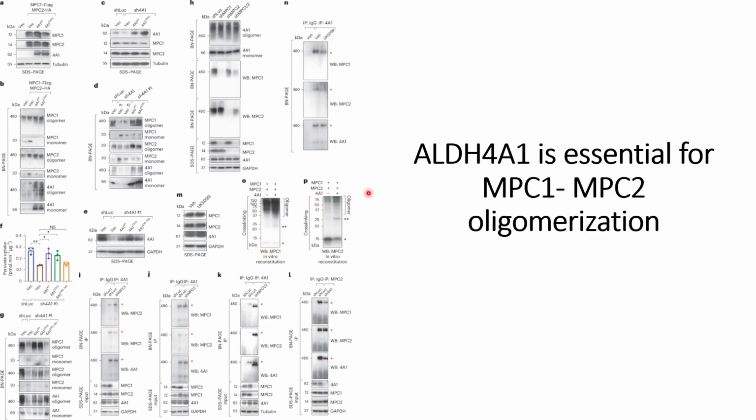So this is how they come to the point that ALDH4A1 is essential for MPC1 and MPC2 oligomerization. If you need to understand more about these experiments in detail, you can go through the reference that has been provided in the description.